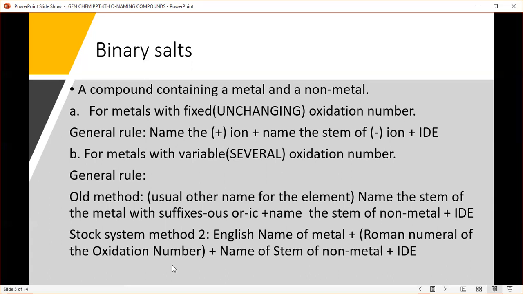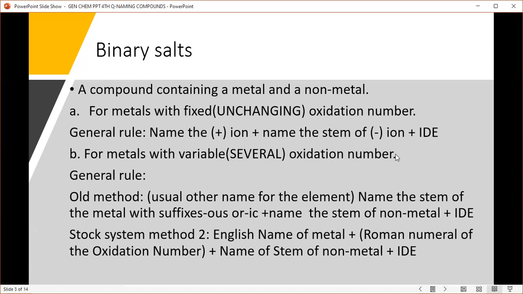So, for example, even before you get the chemical formula, you have to examine what the original oxidation number of the metal is. And then you indicate it, enclosed in parentheses, the Roman numeral that indicates that specific oxidation number. Plus, again, the name of the stem of the non-metal plus IDE.